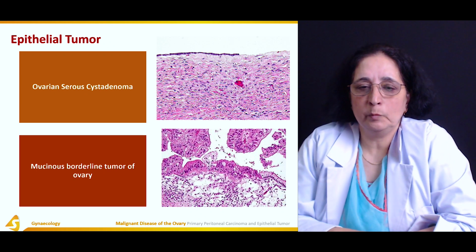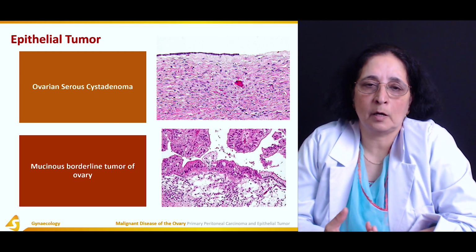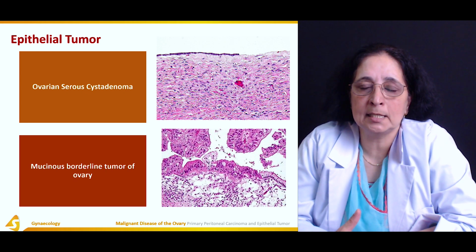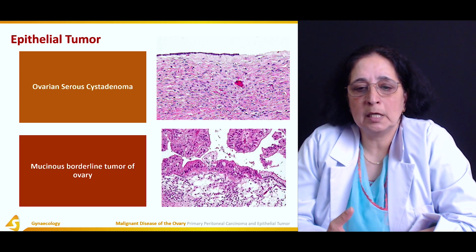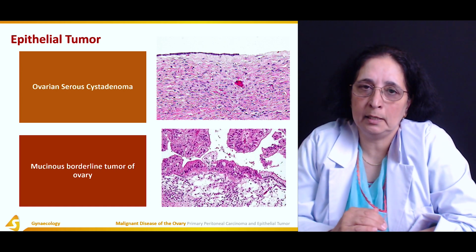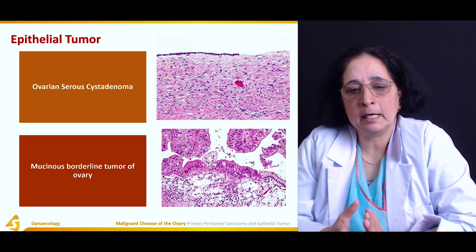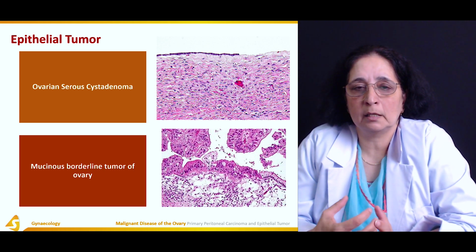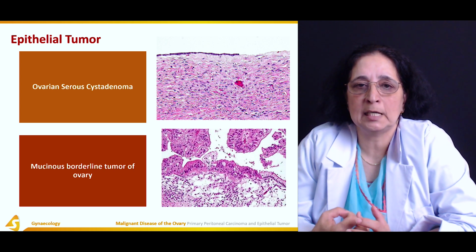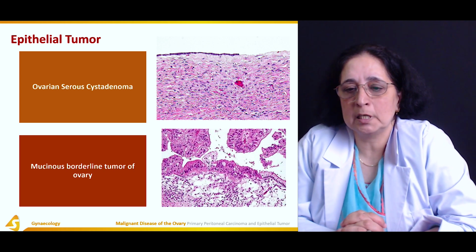And the epithelial tumors, mostly they are ovarian cyst, serous cystadenoma. Cysts are the round structures, fluid-filled cavities which are filled with the serous fluid, or they may be mucinous borderline tumor. Borderline means they are present between the benign and malignant, and they are mainly mucinous type. Mucinous are the thick mucus type secretions. They are not serous, clear, thin. They are thick mucinous secretions.